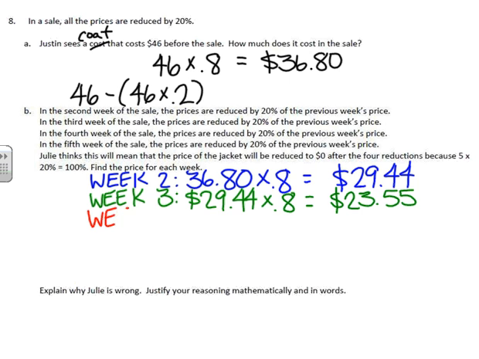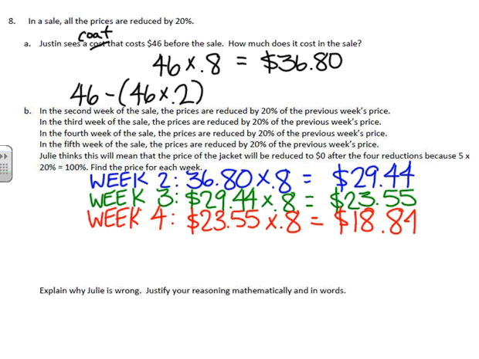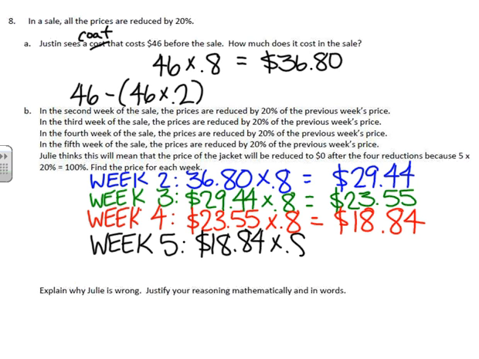Week 4, we're going to multiply $23.55 by 8/10 to get a cost of $18.84. And then one more time in week 5, $18.84 multiplied by the 80% you still need to pay would be $15.07.